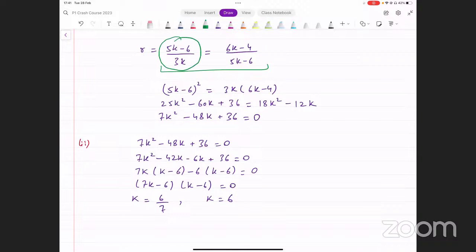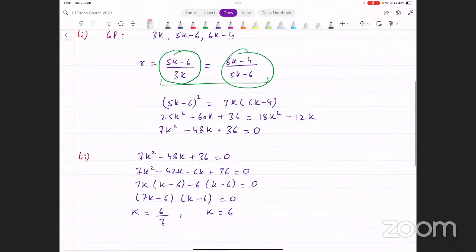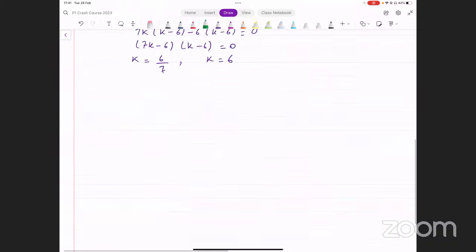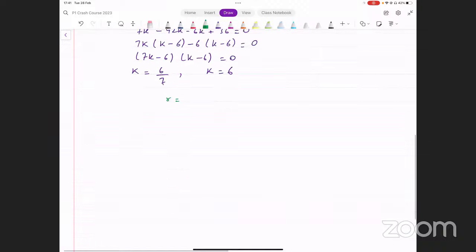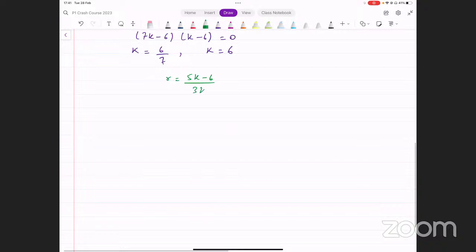We could either input values in this fraction or this fraction. That's our choice. We could input those values of k in any one of these fractions. So let's use the first one, for instance. That's relatively easy to calculate. r equals 5k minus 6 over 3k.